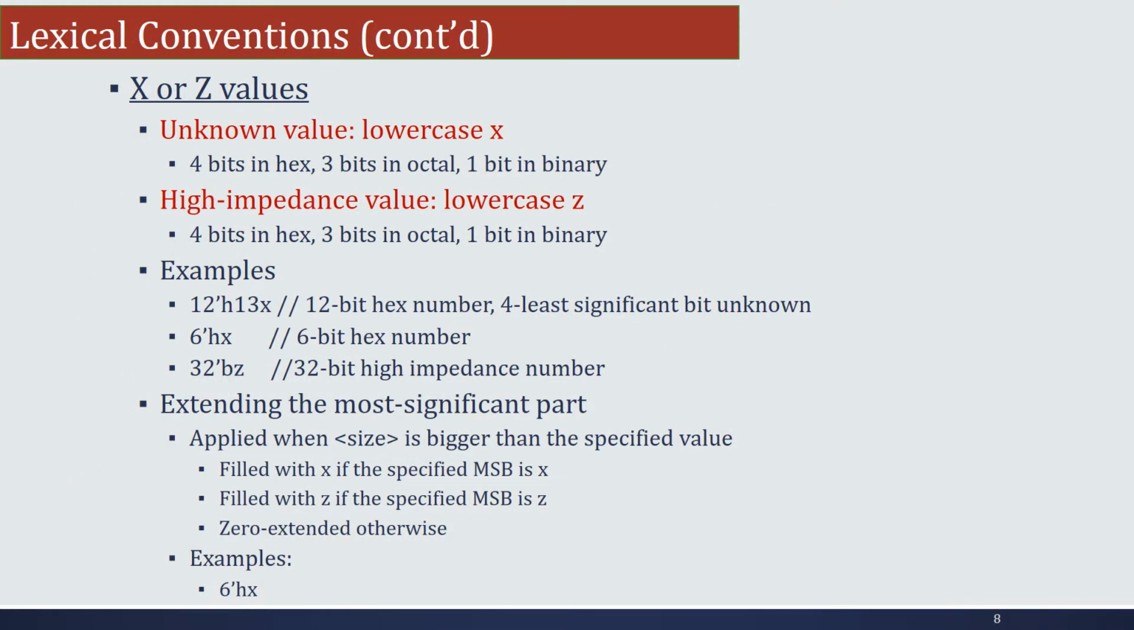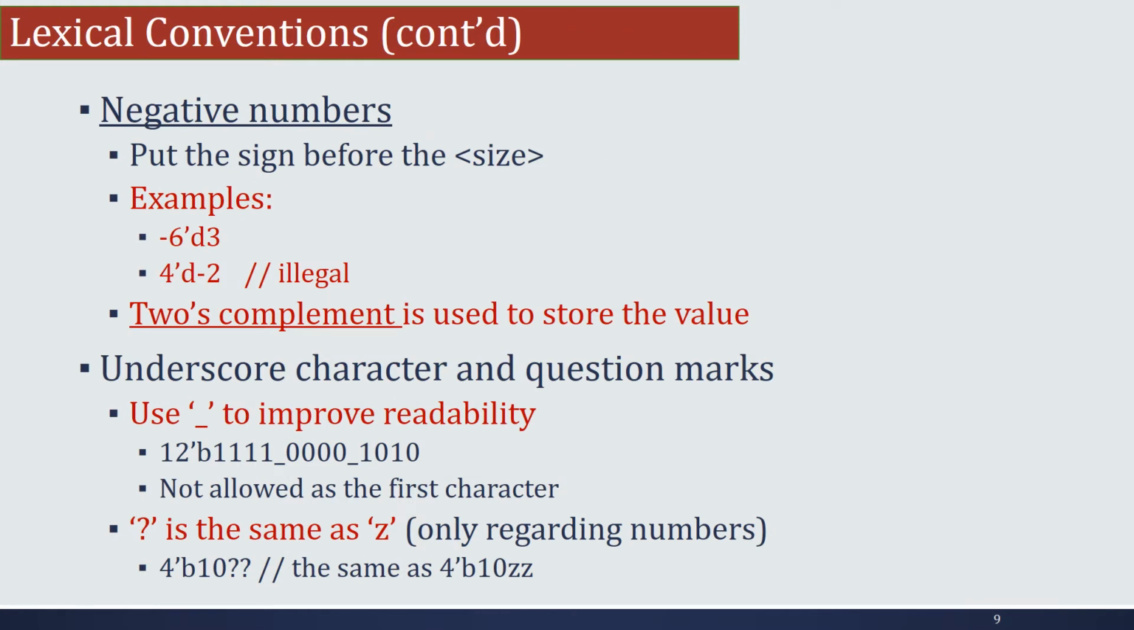Another type is X or Z values. X is an unknown value and Z normally represents a high impedance condition. You will study this high impedance condition along with your circuits that perform digital tasks. You can represent negative numbers by putting an additional sign at the beginning of the number. And underscore is normally used to represent the data more legibly.